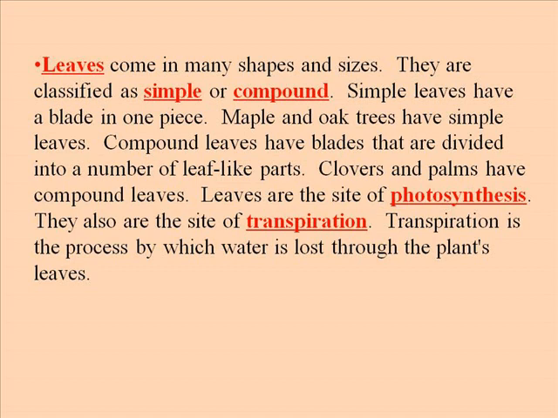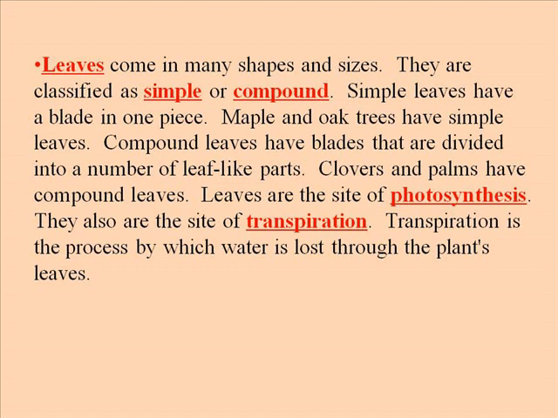So when you look at a leaf, you look at where it's attached to the plant and see how many leaves it looks like are attached to that stem that attaches it to the plant. Simple leaves, like your maple and oak leaves, have one leaf, or it looks like one leaf, attached to the one stem that attaches it to the plant. Your compound leaves have lots of little leaf-like parts attached to the stem. Clovers are the most common example of your compound leaf. What we call a three-leaf clover, that's actually a wrong name for it.